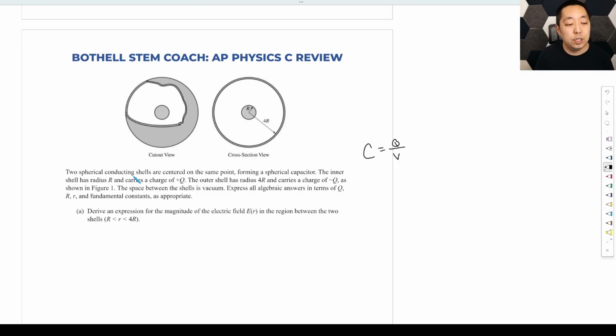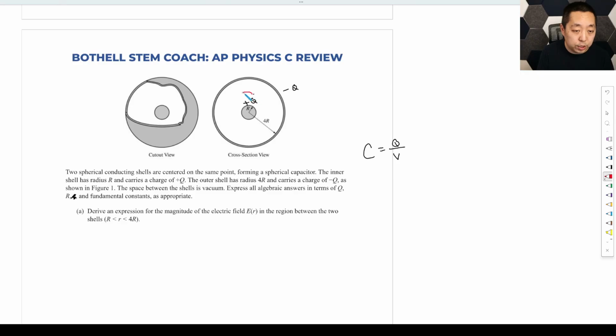So I have two spherical conducting shells centered on the same point, forming a spherical capacitor. The inner shell is a radius r and carries a charge of plus Q. The outer shell is a radius 4r, carries a charge minus Q. The space between the shells is a vacuum. Express all algebraic answers in terms of Q, R, and fundamental constants. There's no little r. Sorry, this is a mistake. Derive an expression for the electric field between the two shells.